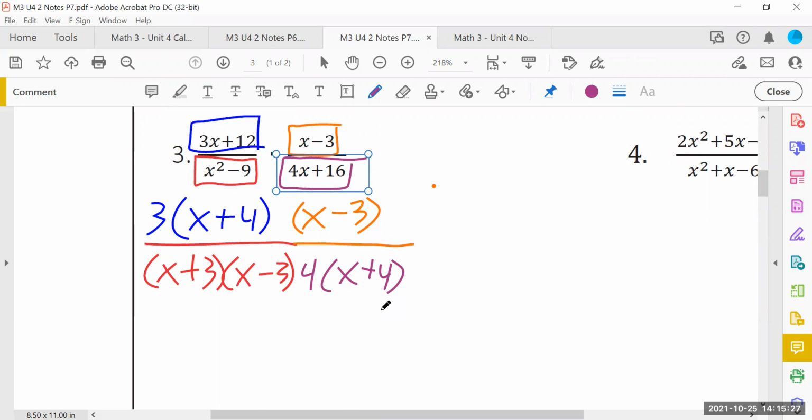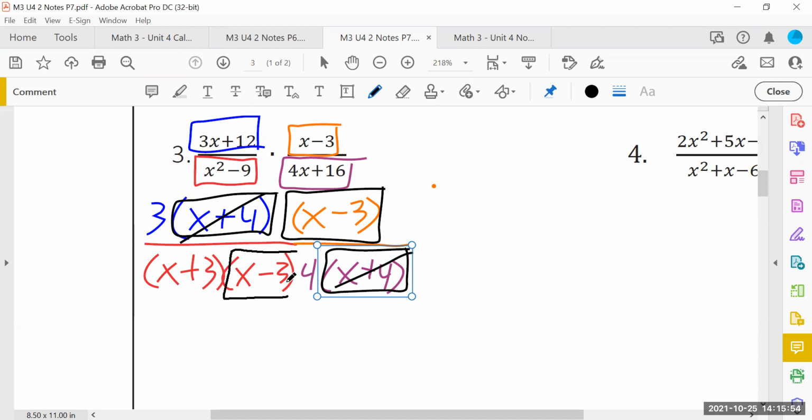Now I'm going to look and see if there's any identical twins, any factors that are exactly the same on the top and the bottom. What do we see? The x plus 4 and x minus 3. That's exactly right. X plus 4 is here and here, x plus 4 over x plus 4. Again, as long as it's the whole piece, the whole factor, x plus 4 over x plus 4 is going to reduce down to just 1. And the x minus 3 and x minus 3, both of those reduce down to just 1 over 1. So what I'm left with is just a 3 on the top and a 4x plus 3 on the bottom.